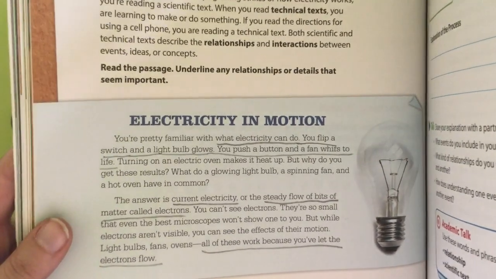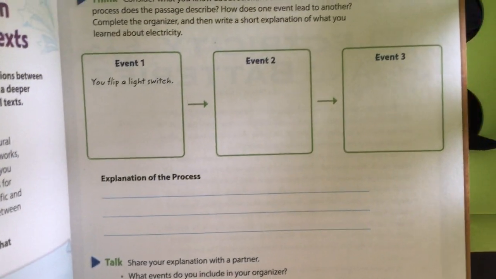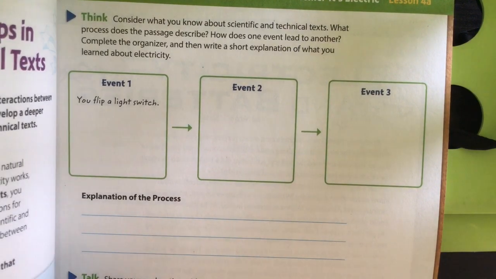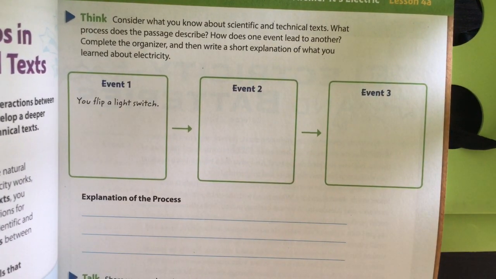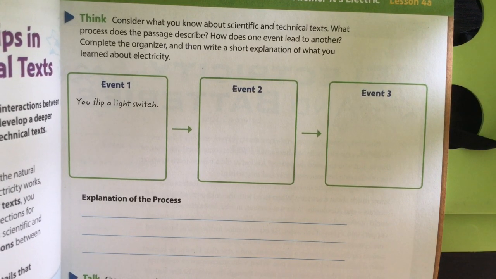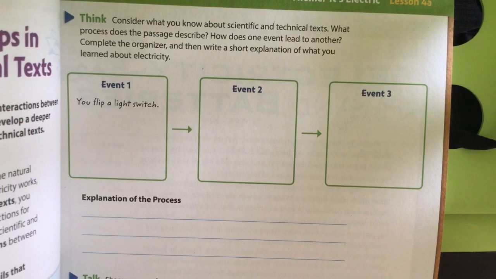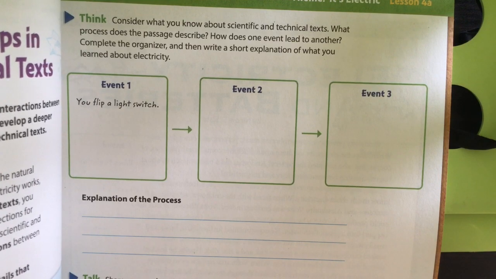So we're going to take that information here and help us to fill in these boxes. So it says, consider what you know about scientific and technical texts. What process does the passage describe? How does one event lead to another? So it's kind of like sequence. So they filled in event number 1. You flip a light switch. So what has to happen when you flip a light switch?